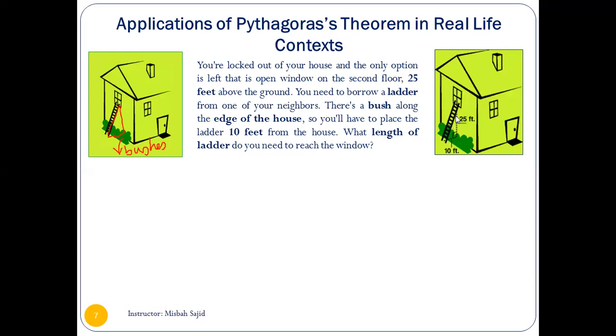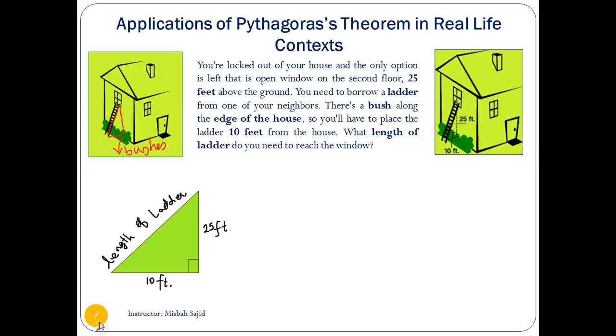This length is 25 feet and this distance is 10 feet, and you have to find the length of the ladder. If you see, this is a right angle triangle. The distance of the window from the ground is 25 feet, and the distance from the foot of the ladder to the base of the house, the wall of the house, is 10 feet, and you have to find the length of the ladder.